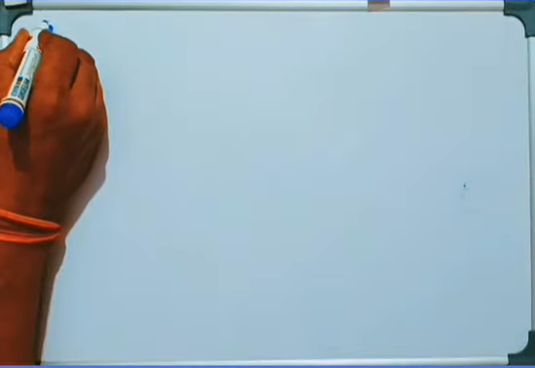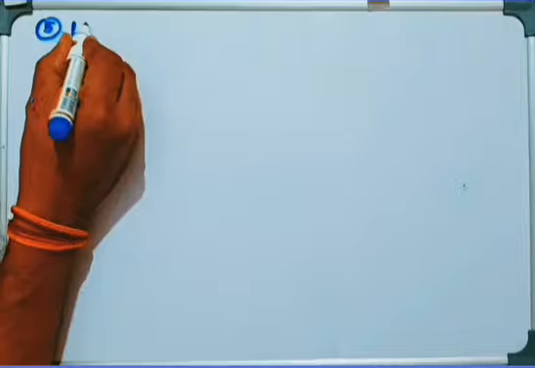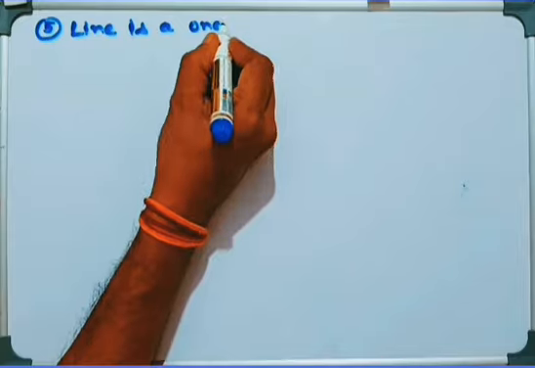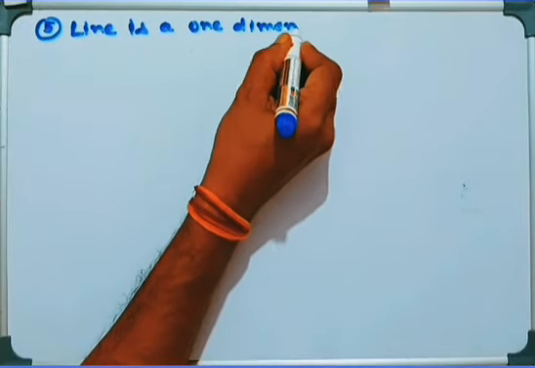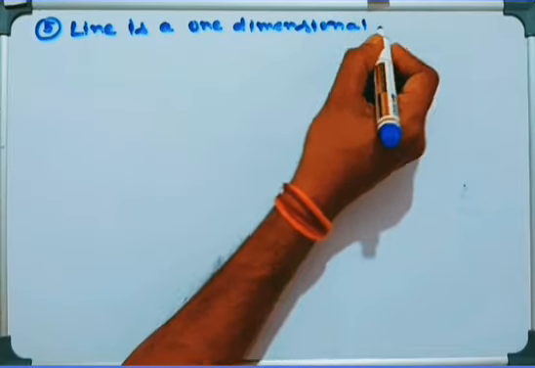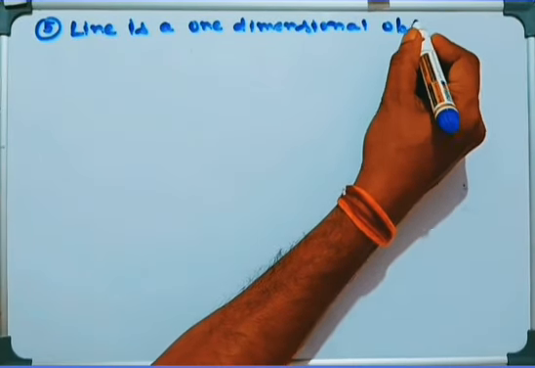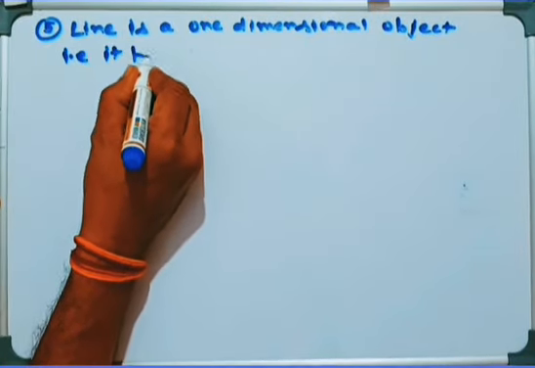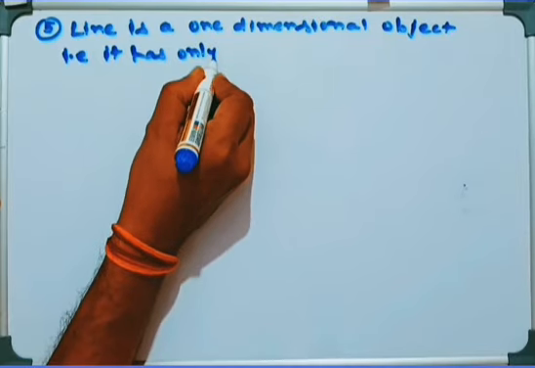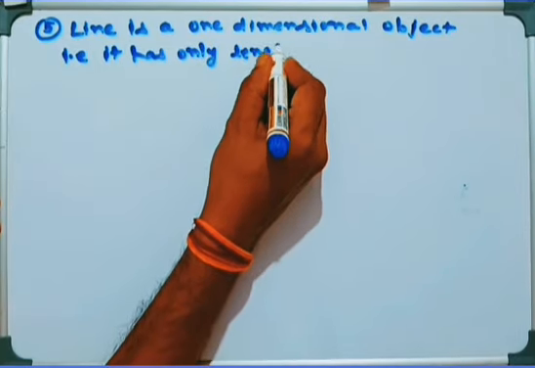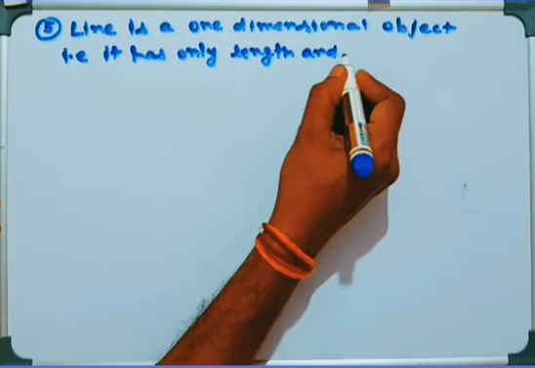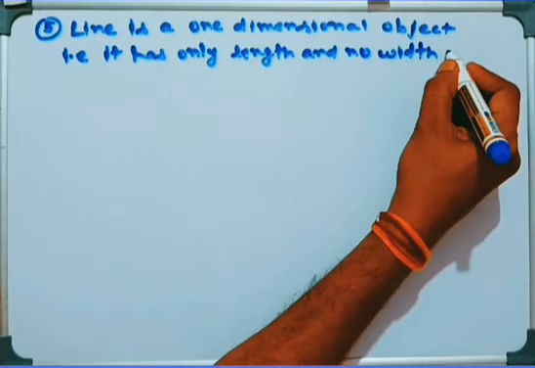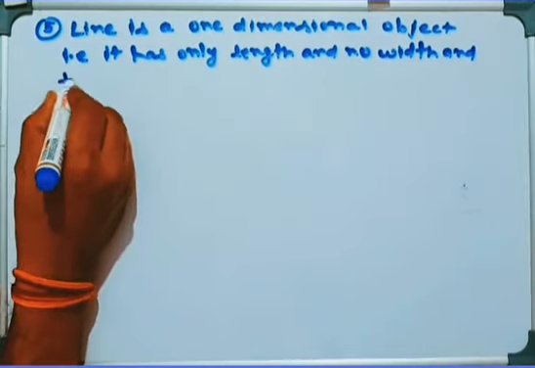Fifth property, a line is a one dimensional object, that is, it has only length and no width and thickness.